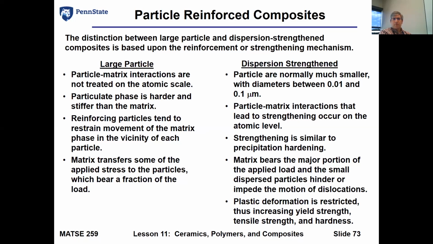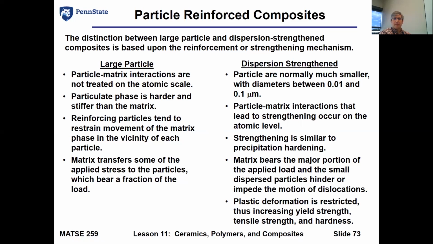The particulate phase is typically harder and has a higher stiffness than the matrix material. The matrix tends to be more ductile than the particulates that are added, and the reinforcing particles tend to restrain the movement of the matrix. So they're halting dislocation motion if you're thinking of a metal-based composite. But the matrix, since it's more ductile, is also able to transfer some of that stress to the particles, which can bear that load.